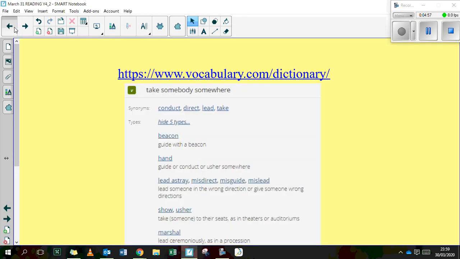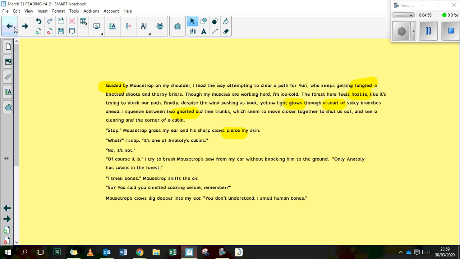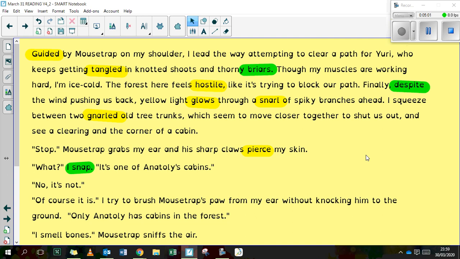Okay. And finally, stop. The mousetrap grabs my ear and his sharp claws pierce my skin. So what is that piercing of the skin?